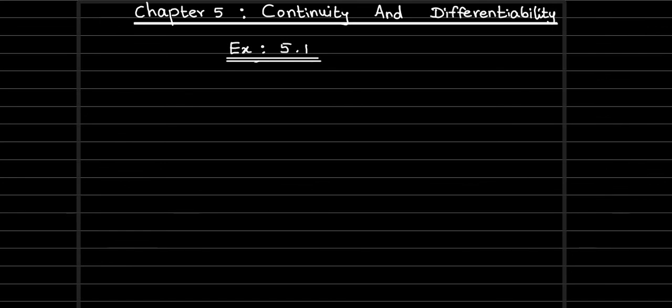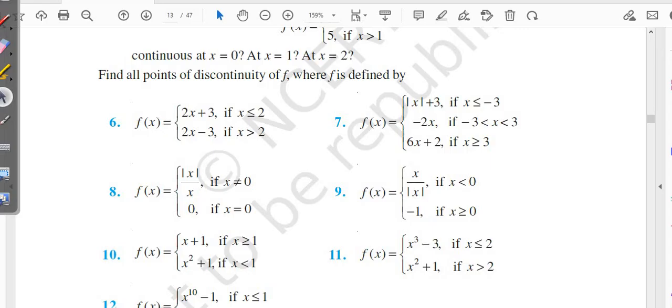In this video, we are going to see for CBSE Maths Grade 12 Standard Chapter 5 Continuity and Differentiability Exercise 5.1. Already in the last videos, we have seen the solutions up to question number 7. Now in this video, we are going to see the solution of 8th sum. So we are supposed to find out all points of discontinuity of f, where f is defined by, this is the given function. For this given function, we have to find out points of discontinuity.